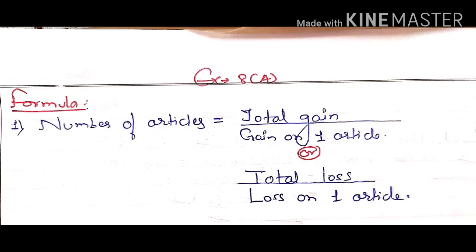You will use this formula in question number 3. Number of articles. How to find the number of articles? Total gain by gain on one article, or total loss by loss on one article, or total cost price by cost price on one article. Clear? Now let us start the exercise nicely.